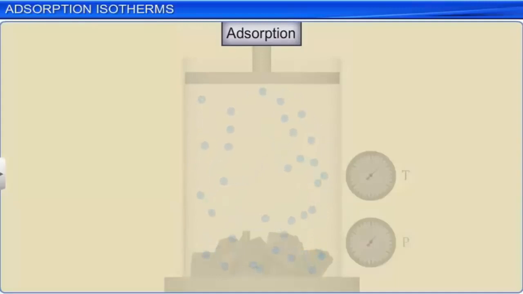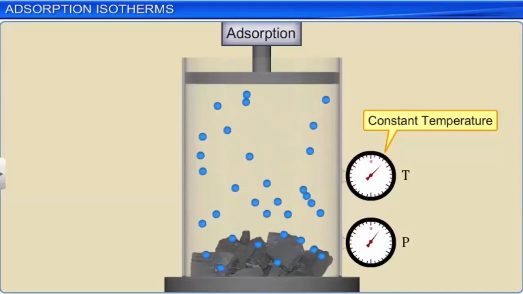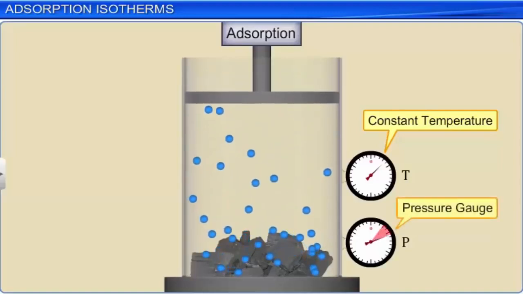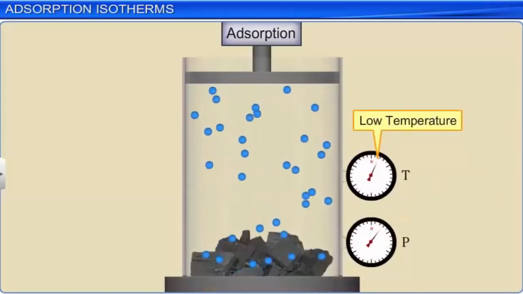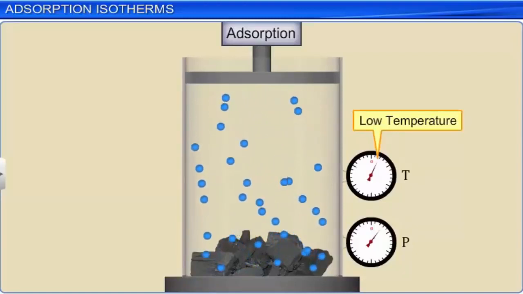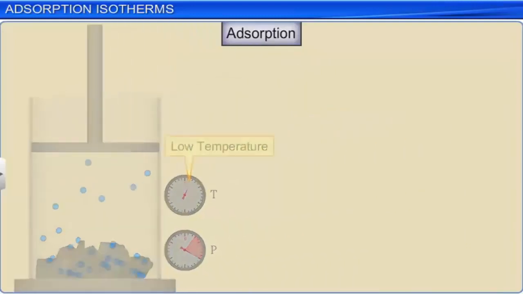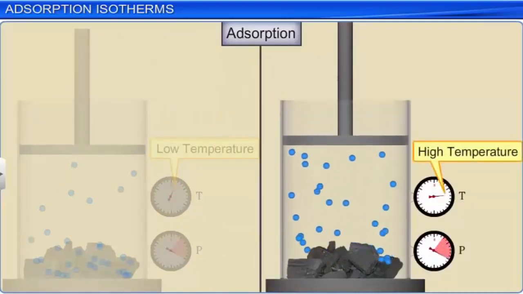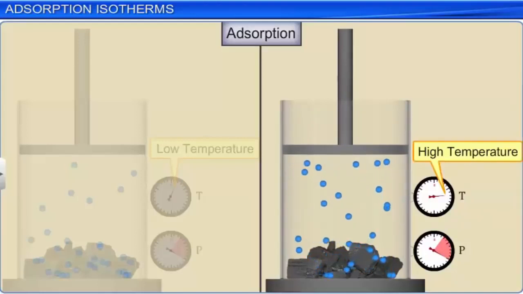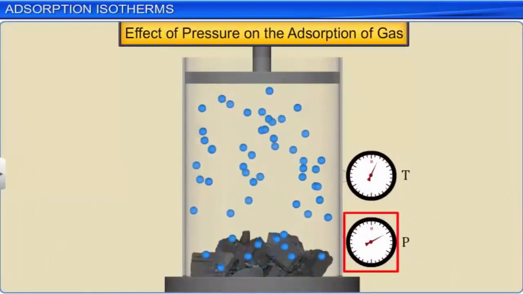Let us first recall some details about adsorption. You already know that at a constant temperature, the adsorption of a gas increases with an increase in pressure. At a low temperature, the physical adsorption of a gas increases rapidly on increasing the pressure. On the other hand, at high temperatures, the increase in adsorption is relatively less. Let us learn more about the effect of pressure on the adsorption of a gas at a particular temperature.